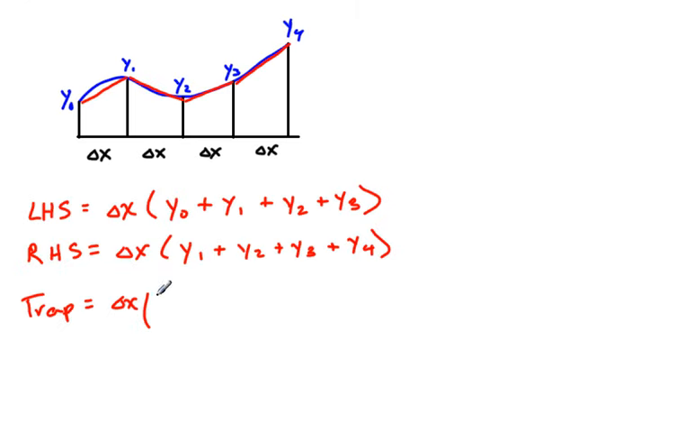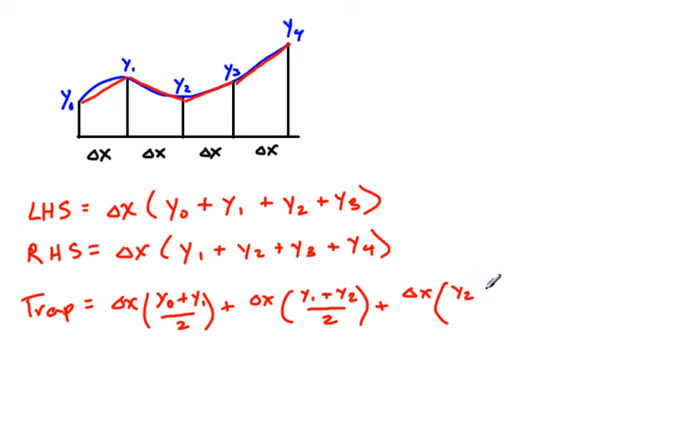So our first trapezoid, y sub 0 plus y sub 1 all over 2. And our second trapezoid, also delta x, y sub 1 plus y sub 2 all over 2. And our third trapezoid, y sub 2 plus y sub 3 all over 2. And then our fourth trapezoid, we've got delta x, y sub 3 plus y sub 4 all over 2.